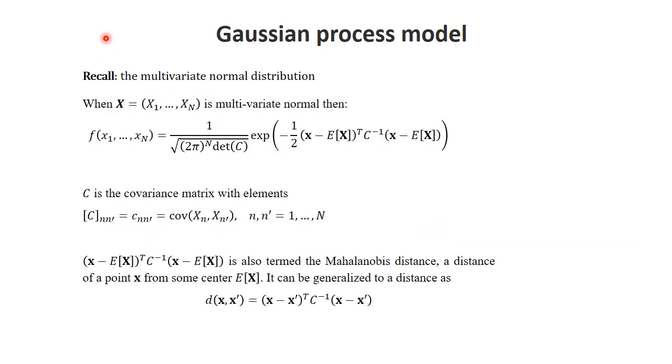Fundamental to the Gaussian process is the multivariate normal distribution, and we discussed that earlier in the course, where the multivariate normal distribution is uniquely defined if I know the mean and I know the covariance between my various variables. And so this is then reflected in the covariance matrix, which is given over here.